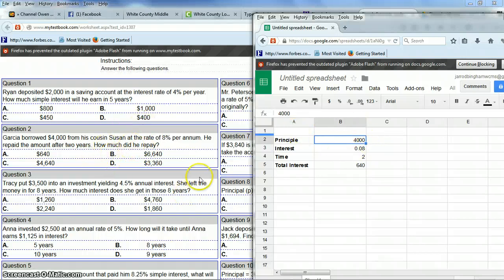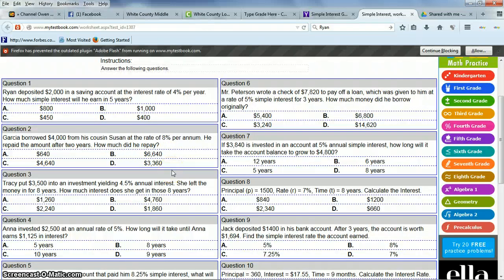Now this one says how much did he repay, so what you'd have to do is, all right, we have $640 interest, add it to the principal, and that would give you $4,640, which would be B. So that's how you do simple interest by hand and on Google Doc. Let me know if you have any questions, but that's the gist of it.